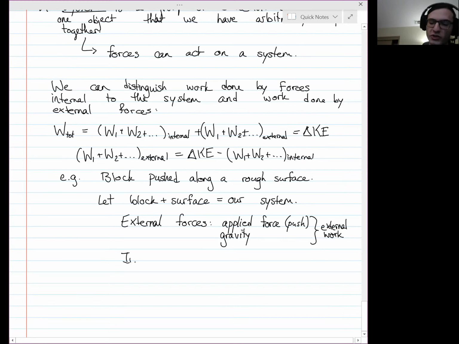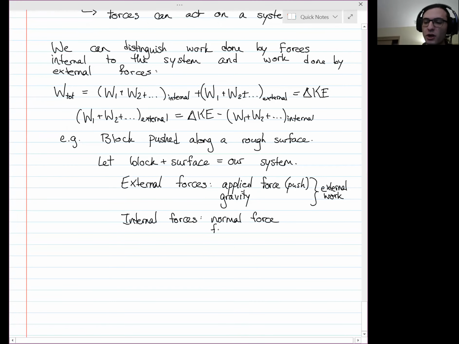Let's look at the internal forces. So there's the normal force. That is a force from the surface to the block. So that's a force from within the system to another object in the system. And friction. Friction is also from the surface on the block and vice versa, and these will produce internal works.